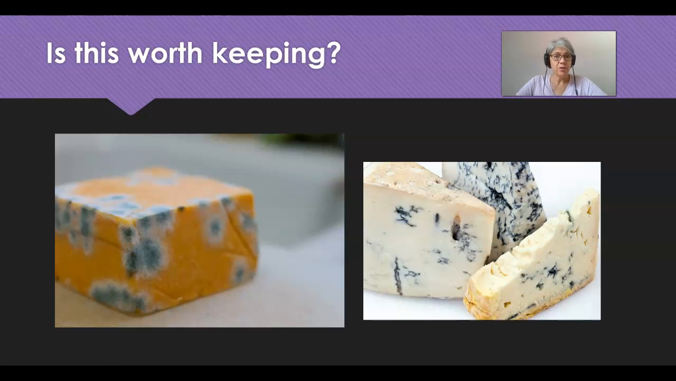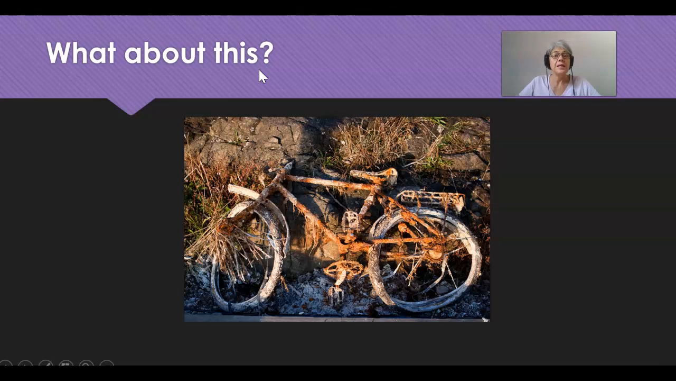Okay, now I'll stop the recording here because in class today or tomorrow, depending on when you look at the video, we're going to go through these pictures and ask a series of questions. Is this worth keeping? Is this worth conserving?